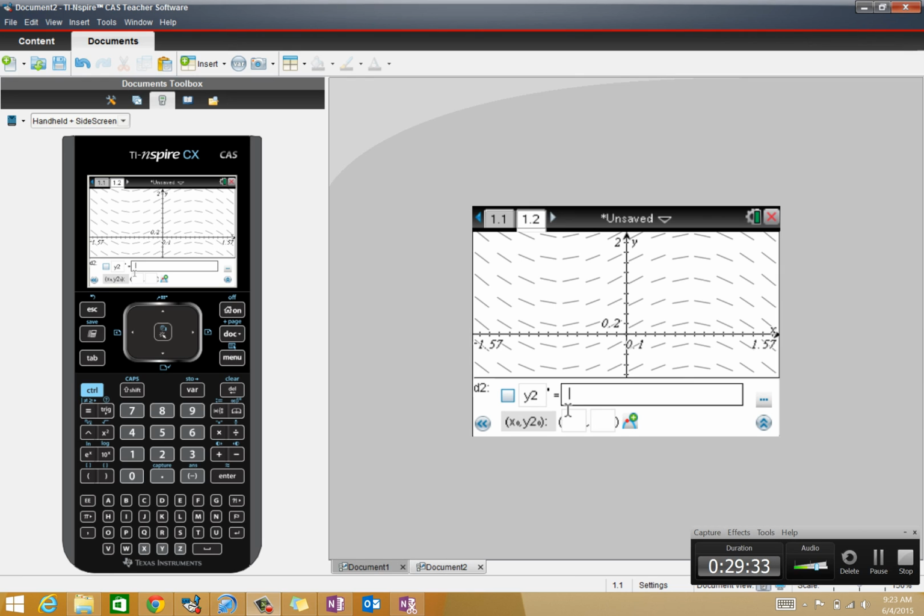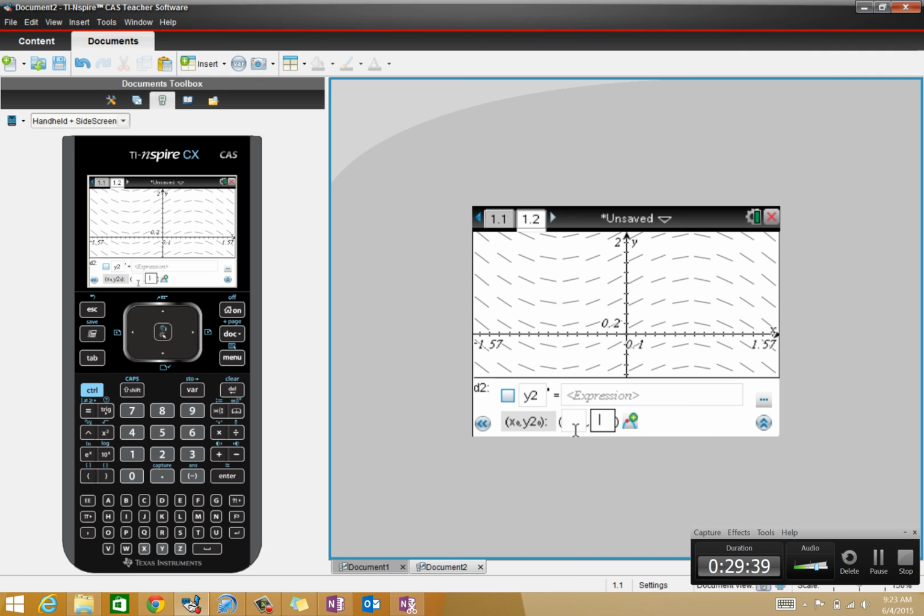And you could even put in some initial conditions. These things down here, they're initial conditions. And if you have initial conditions for your expression, then it can actually trace your solution curve. Now I'm just going to stop that there.